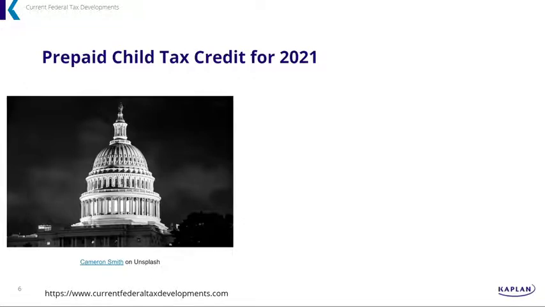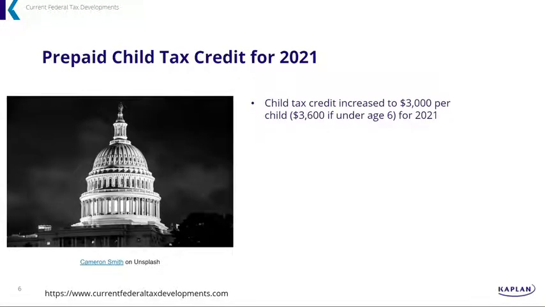Minor favors. We also have a new prepaid child tax credit for 2021. The child tax credit, generally, the base amount of it is going to be increased to $3,000 per qualifying child, and qualifying child will include children who are 17.